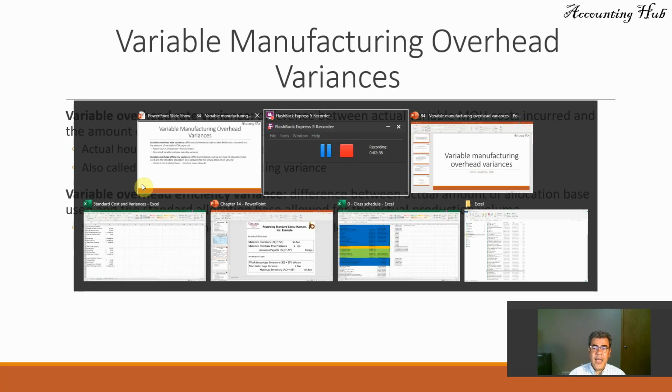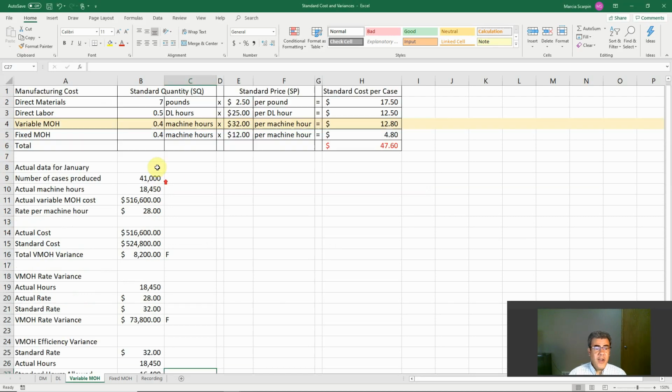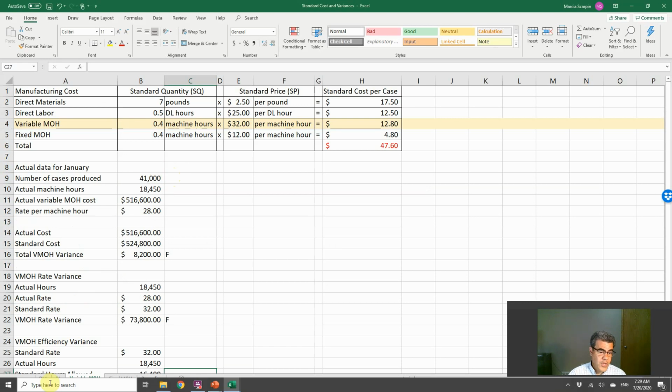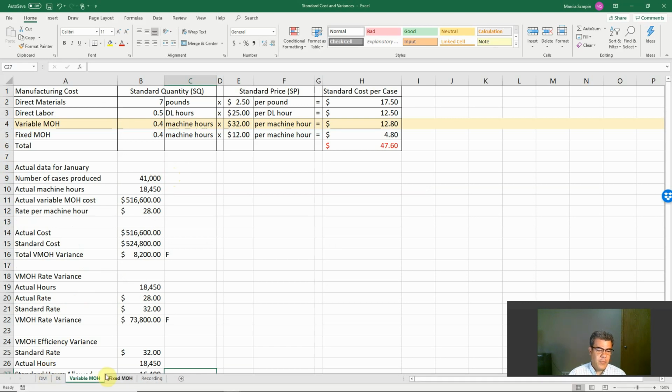Okay, so let's go to our Excel file. So here's our Excel file. It is free. The link to download it is in our video description. So here, direct materials, direct labor, variable manufacturing overhead, fixed, and recording. So we have all of our 5 videos in one Excel file. So here, variable manufacturing overhead, 0.4 machine hours times $32 per machine hour, standard cost 12.80.